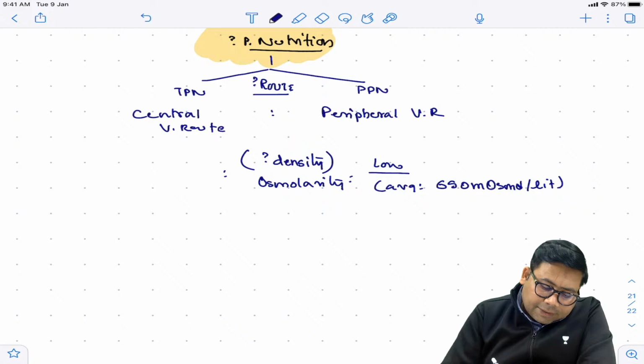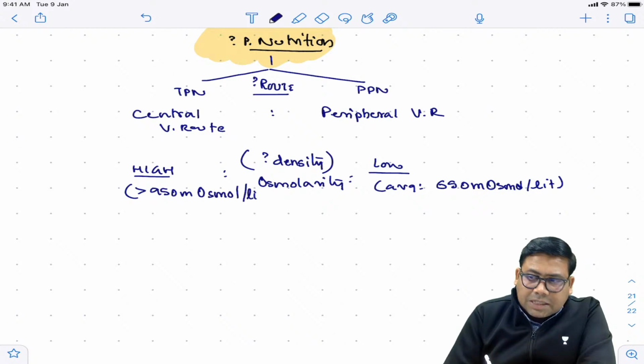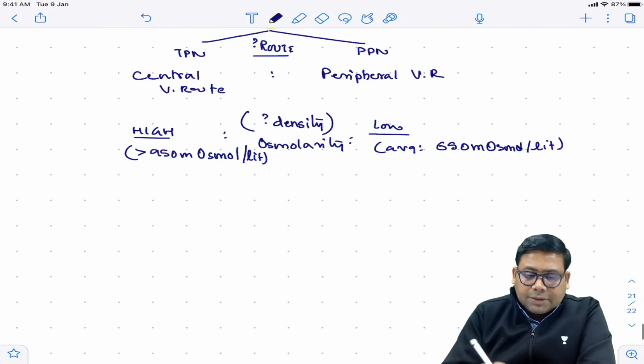And here it is high. So when you're talking about TPN, it is more than 950 milliosmoles per liter. So these are some important things that you need to understand.